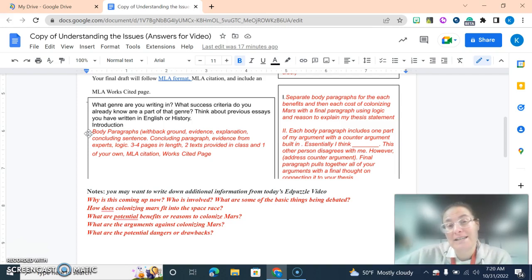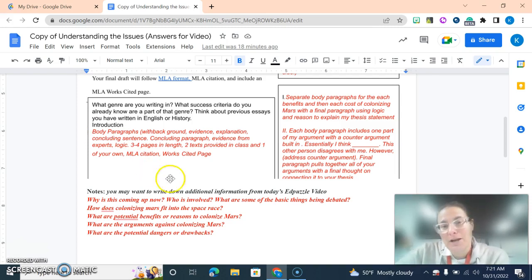This prompt says that it has to be 3 to 4 pages in length. So you're looking at probably 3 or 4 minimum body paragraphs plus your introduction and conclusion. You're going to have to provide at least 2 texts that I give you in class and then at least 1 of your own. We also know for academic essays that you have to use MLA in-text citation and a works cited page since it's English.